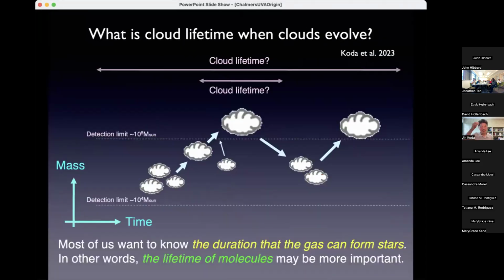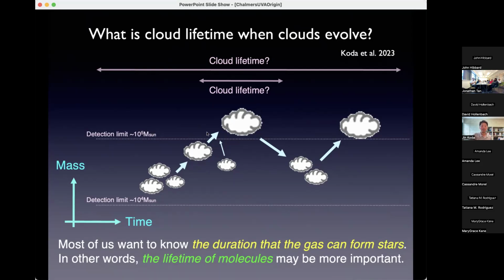me a good chance to show this slide. So yeah, in this talk I've been assuming that molecular clouds are discrete entities that never change. But if you think about it, Jonathan, like cloud collision, for example, if two clouds collide and merge, or cloud collision splits them apart, or galactic shear splits them apart, then clouds actually evolve from small to large and large to small. And when a cloud evolves, what is cloud lifetime? How should we define cloud lifetime? And in this process, small clouds merge and become massive clouds, and sometimes go beyond the detection limit.